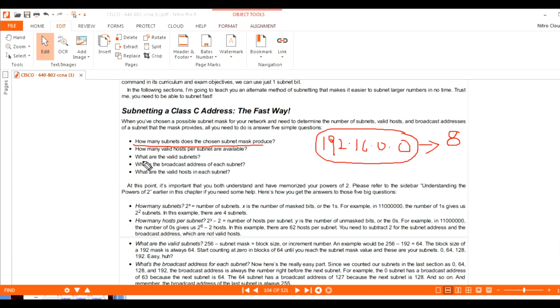The second question: what are the valid subnets? What are the broadcast addresses? What are the valid hosts? All these questions should be answered, one by one.